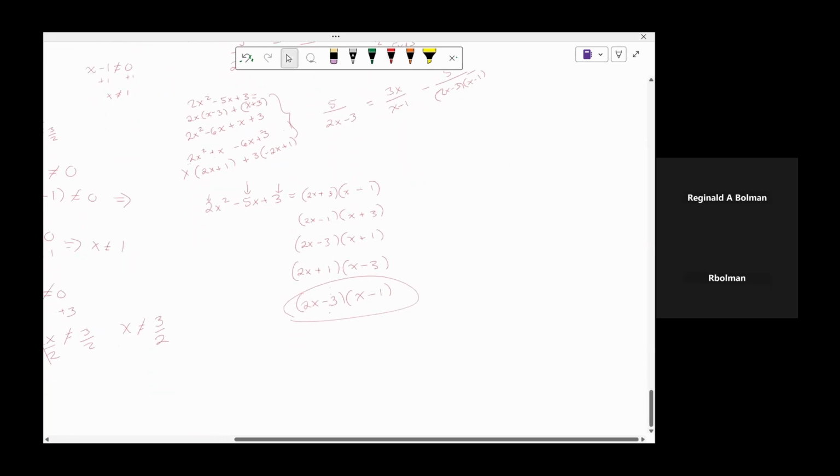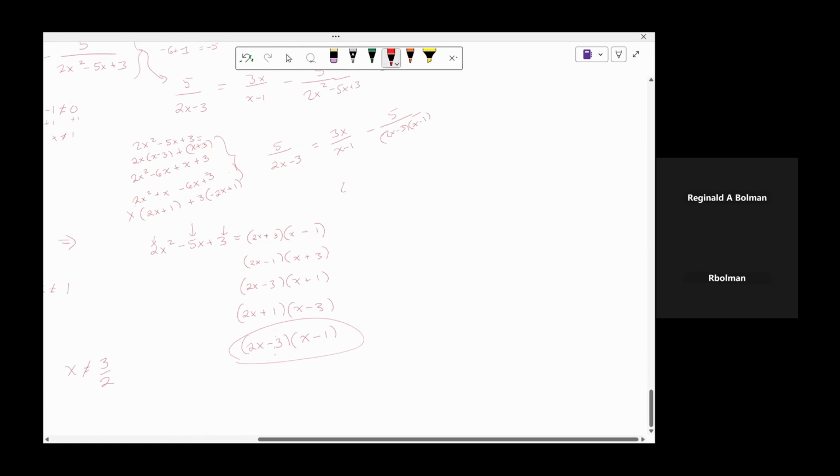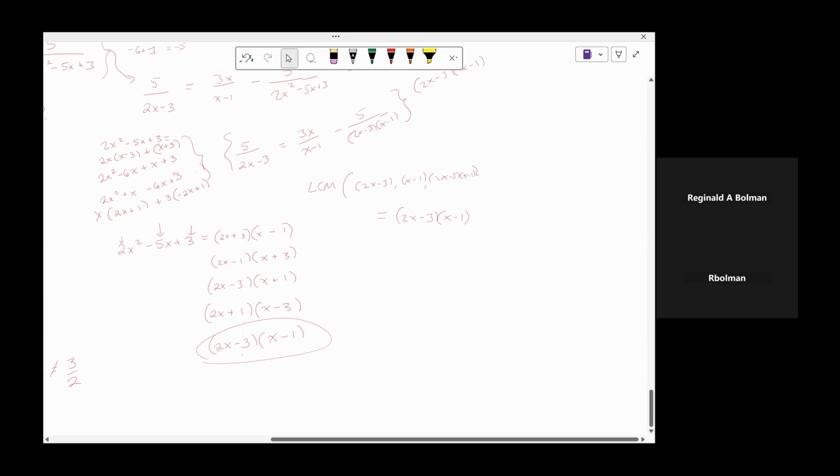And so what this tells us is that the LCM of everything, the 2x minus 3 term, the x minus 1, and the 2x minus 3 times x minus 1, is going to be 2x minus 3 times x minus 1. And so you may go ahead and multiply everything through by 2x minus 3 and x minus 1. And when we do that, we are definitely going to clear our denominators.